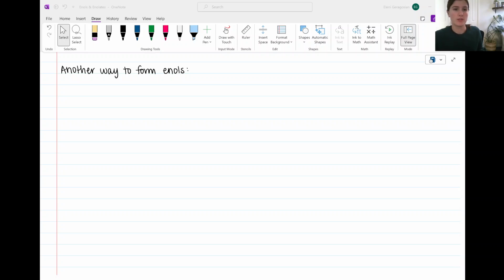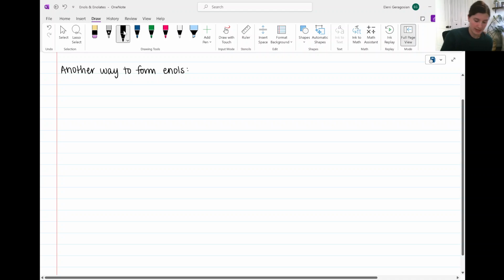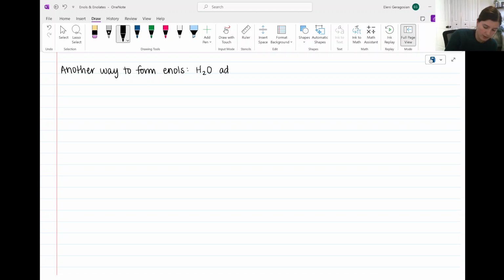In this video, we'll talk about another way to form enols. This is actually through a reaction that's covered in Organic Chemistry 1. So this is an addition reaction, and we're adding H2O, so H2O addition to an alkyne, so a molecule with a carbon-to-carbon triple bond.